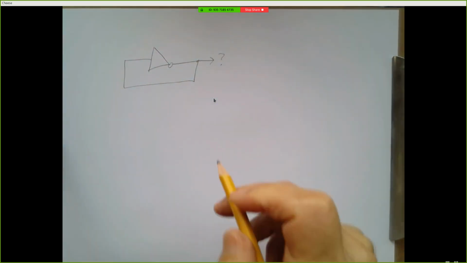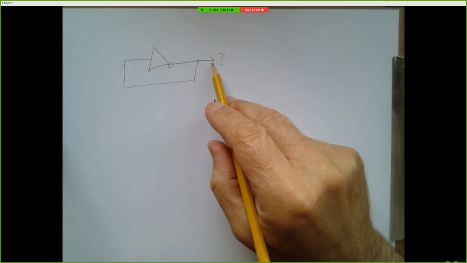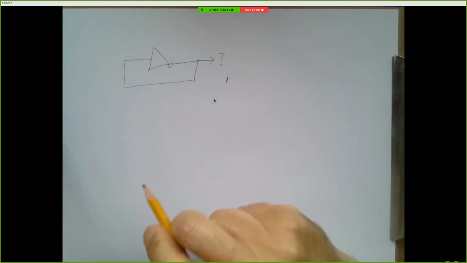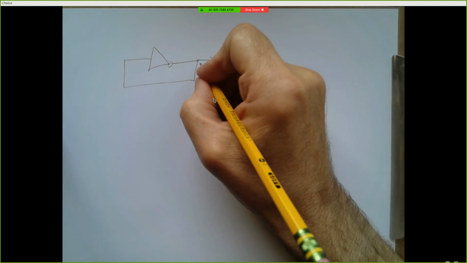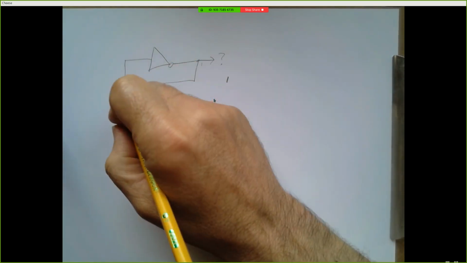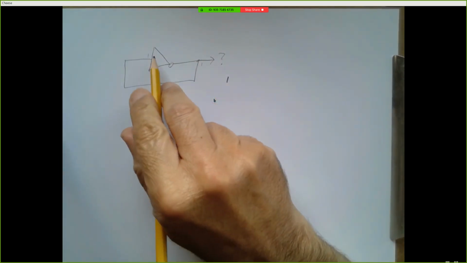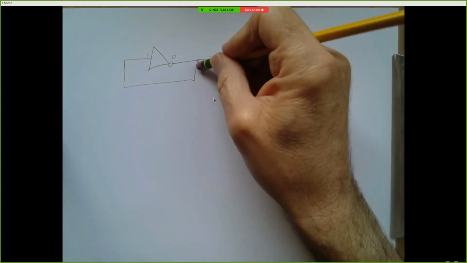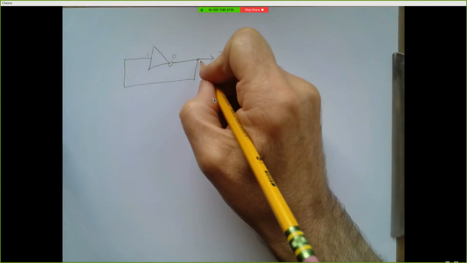So what is the value over here where the question mark is going to be? Is this going to be a 1 or a 0? Well, suppose it's a 1. If this value is a 1 right here, that 1 is going to go to the input of an inverter. The inverter is going to change it into a 0. And so now this value is going to be a 0.